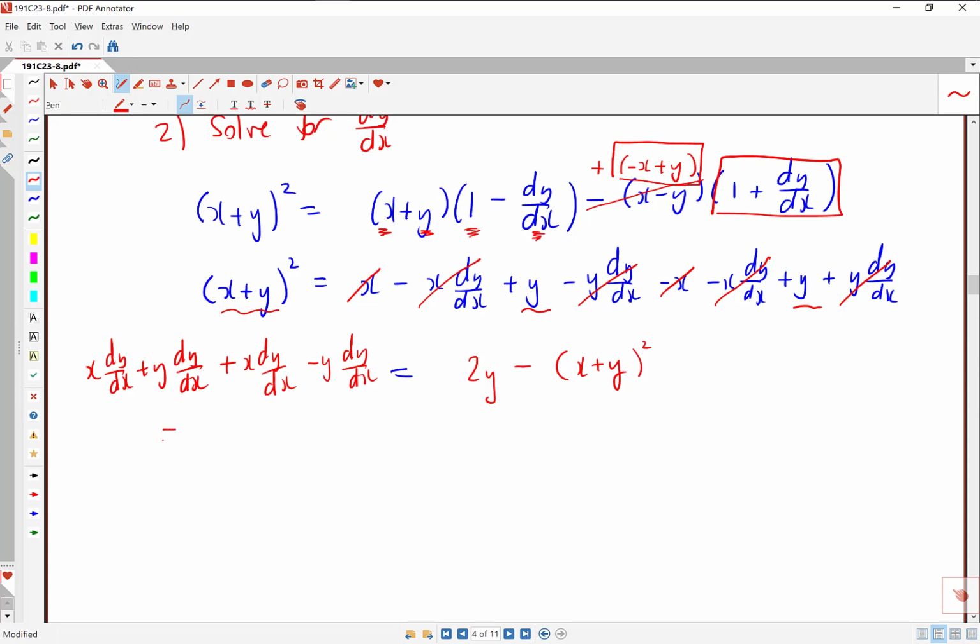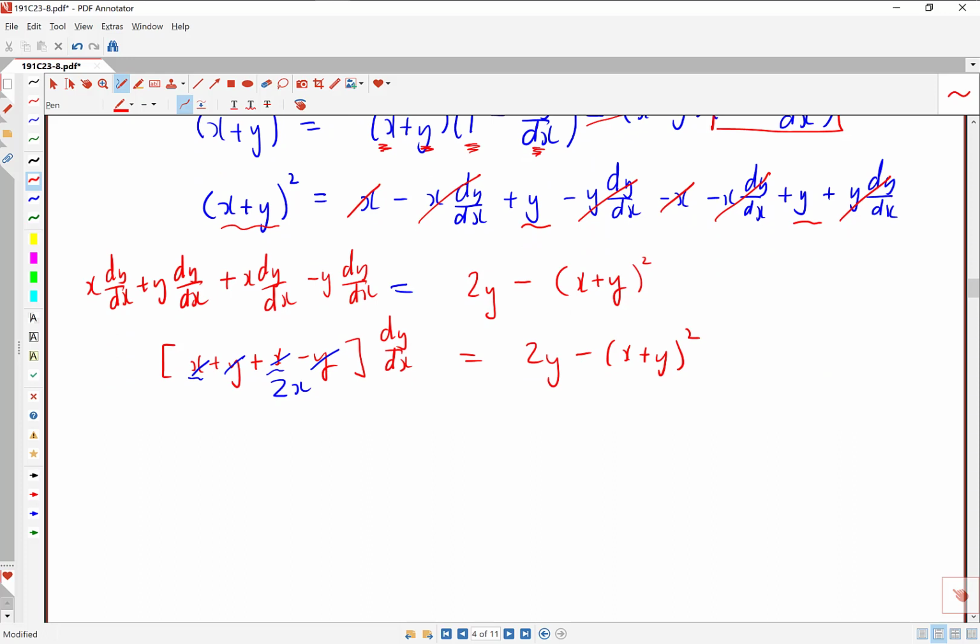All right, let's try to factor on the left side. Just pull the dy by dx out of everything. We'd have an x plus y plus x minus y. That's pretty nice. The y's will cancel, and x plus x gives us 2x. So we really just got 2x dy by dx. On the right side, just recopy what we have here, and we are one step away from being done.